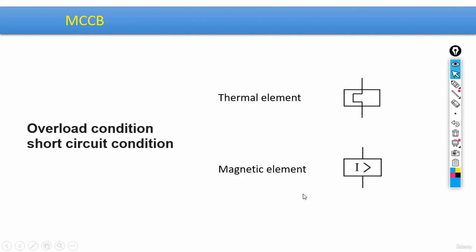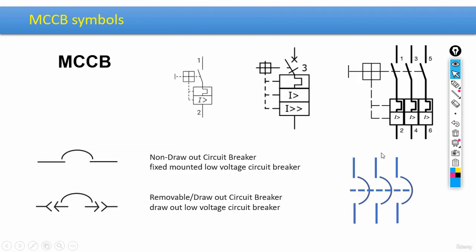In the next slide, guys, we would see 2 symbols. One for thermal elements regarding overload, and the other one for magnetic elements that would be for short circuits. And what is important for us regarding these 2 symbols would be the fact that when we combine these 2 symbols, we can actually create a symbol for MCCB breaker. Now let me give you a demonstration.